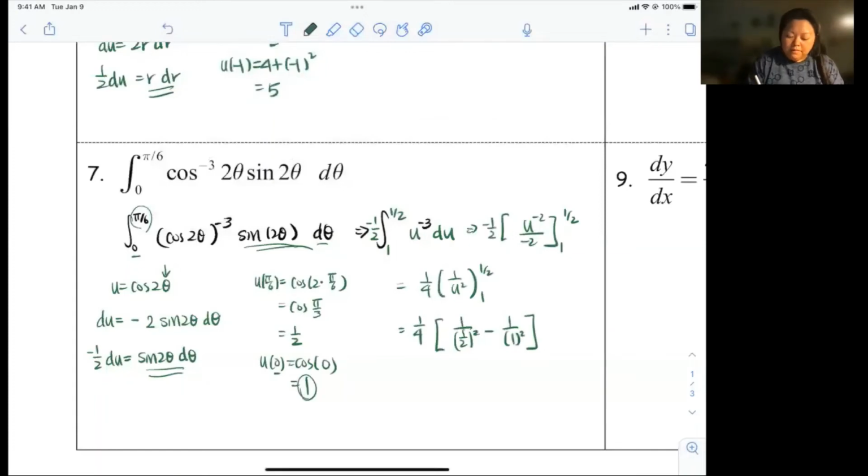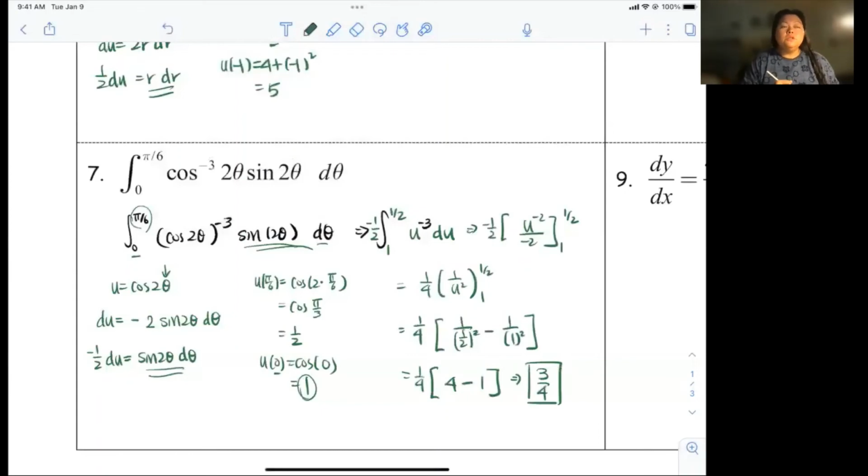Okay. So you have 1 over 1/2 squared. 1/2 squared is 1/4. 1 over 1/4 is 4. 1 over 1 is 1. So your 4 minus 1 is 3. Your final answer is 3/4. And that's your final answer, right?